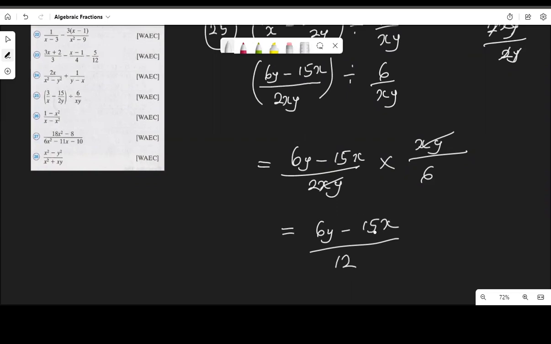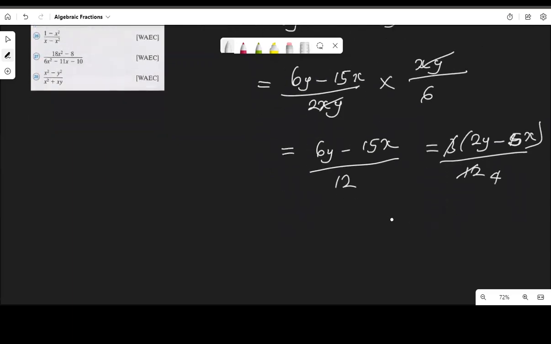Now in this numerator, 3 is common since 3 can divide 6 and 15. So factor out 3 into 2y minus 5x over 12. 3 here 1, 3 here 4. So our answer is 2y minus 5x over 4.